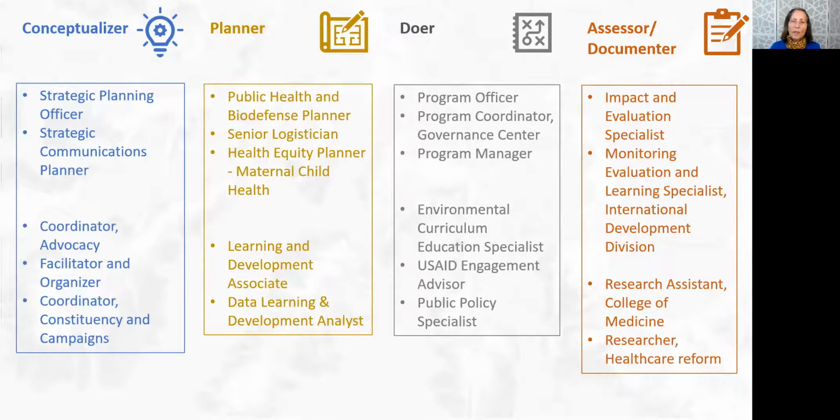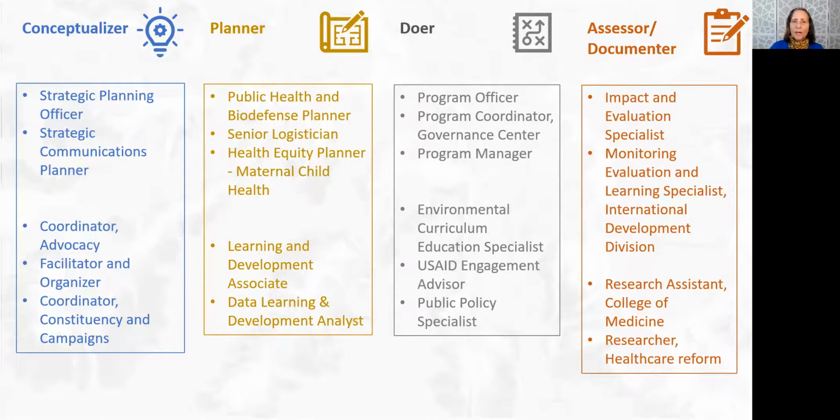Now, as we look at those role phases, you can see different kinds of job titles. These are some recent job titles I pulled out of some job announcements. So on the conceptualization phase, strategic planning officer. On the looking at engagement, coordinator for advocacy, or the coordinator for constituency and campaigns. All of these people are doing the large work to get a population ready to move on an intervention.